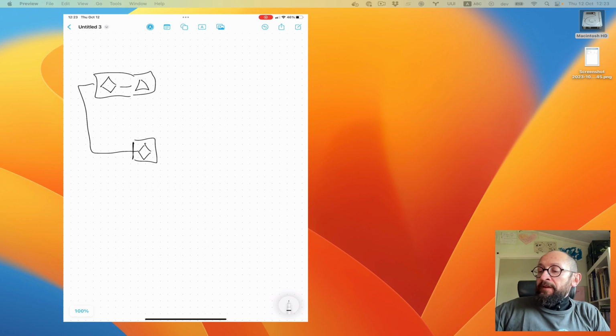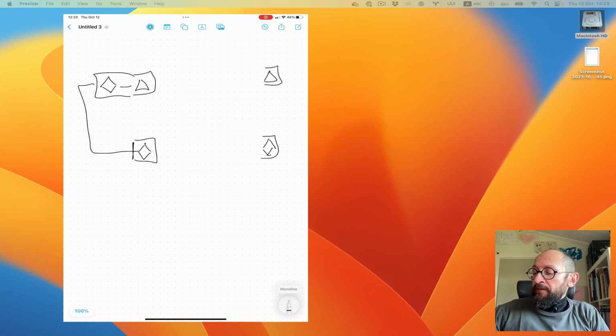The other possibility is that we have the diamond representation and we have the triangle representation, and the internal representation is translated both to a new protocol, say for example a square, and then these two can communicate.